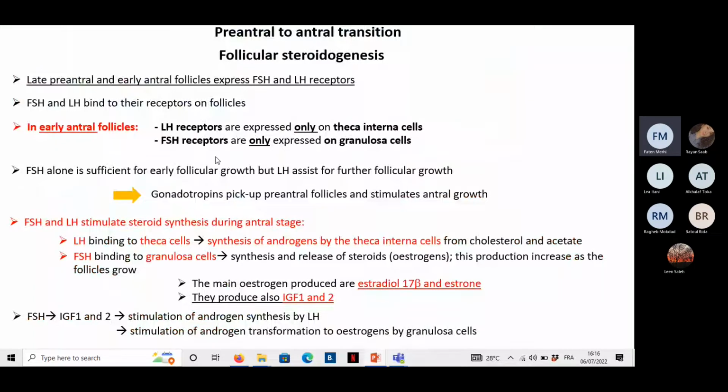And the FSH receptors are only expressed on the granulosa cells, okay? So only the granulosa cells express the FSH receptors. The theca cells, the theca interna cells, don't have receptors for the FSH.